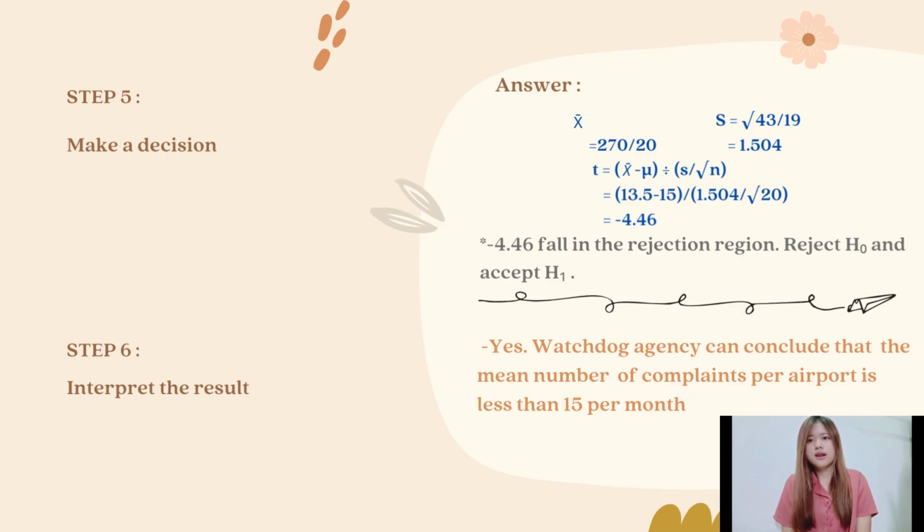Well, the last step is step 6, which is to interpret the results. Since we rejected the null hypothesis, it can be said that yes, watchdog agencies can conclude that the mean number of complaints per airport is less than 15 per month.